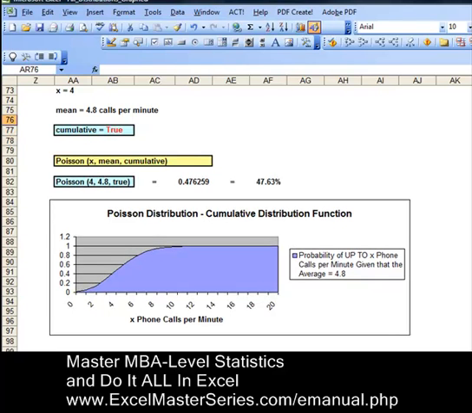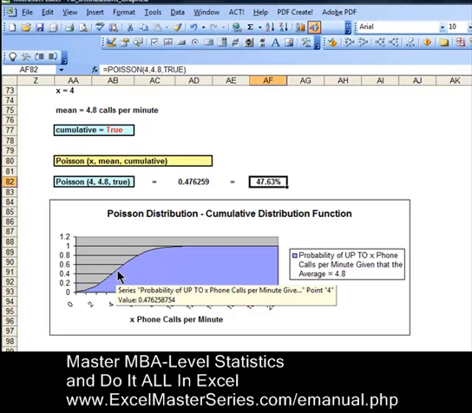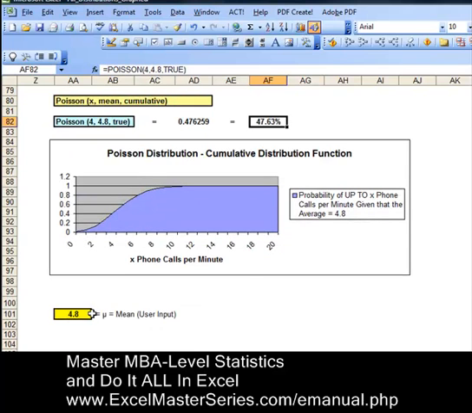If we look at our interactive Excel chart below, and we've made this chart in Excel. If we look at this chart and we put the cursor right above the point t equals 4, we see that the chart's value agrees with the value that we've calculated with the formula, that there is a 47.63% chance that up to 4 phone calls are made in any given minute.